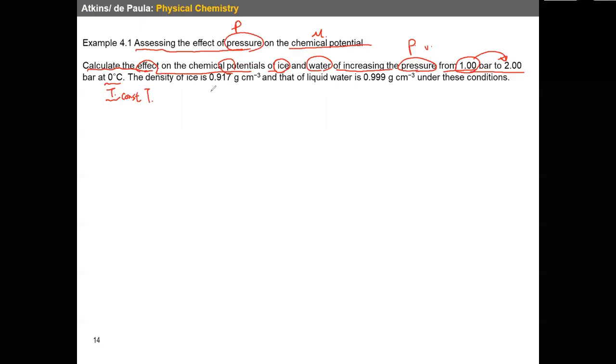The density of ice is 0.917 gram per centimeter cubed, and that of liquid water is 0.999 under this condition. So if we have this kind of condition, how can we calculate the effect on the chemical potential? Okay, let's solve together.